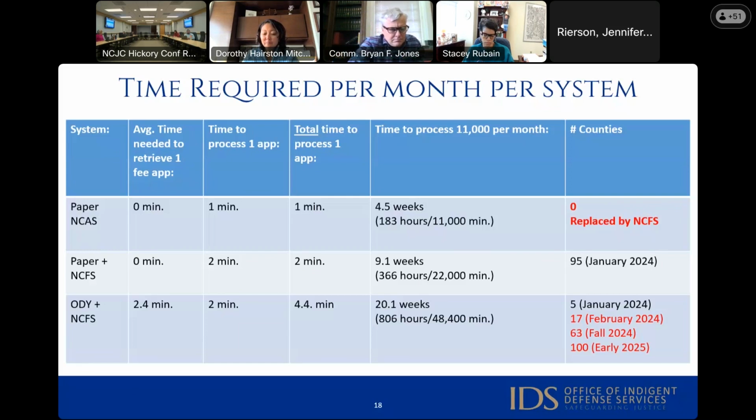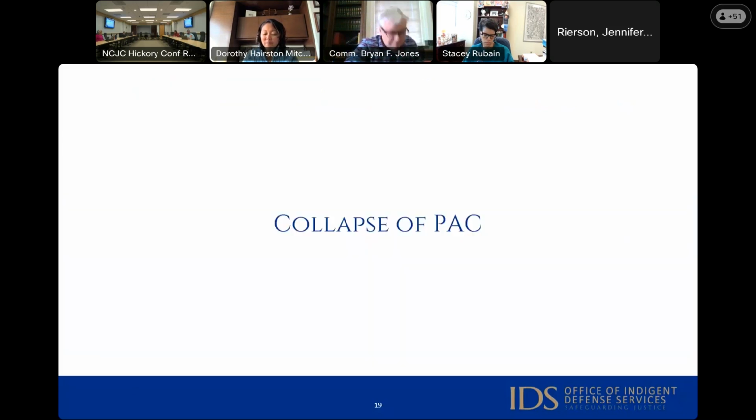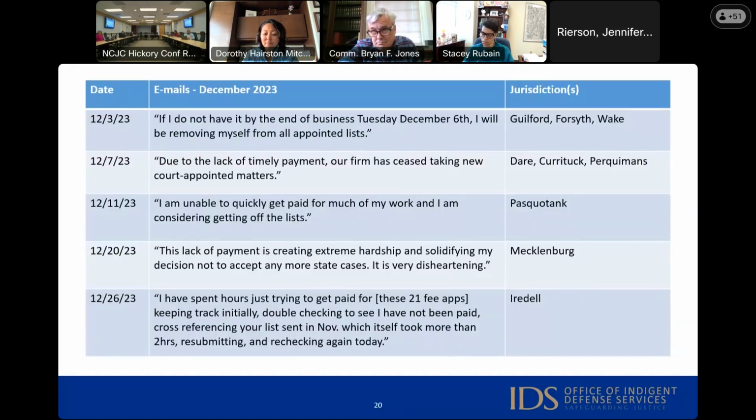There is a clear and present danger at our door, and that danger is the potential collapse of our PAC system, which is the backbone of indigent defense in North Carolina. This is just a small sample of emails from December 2023 from PAC all across the state.